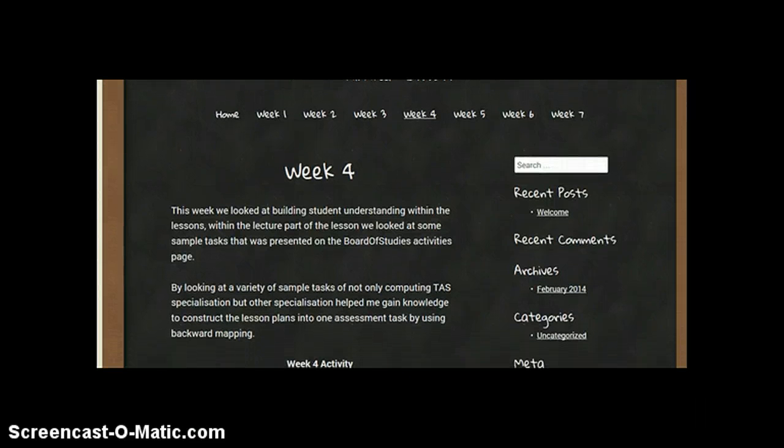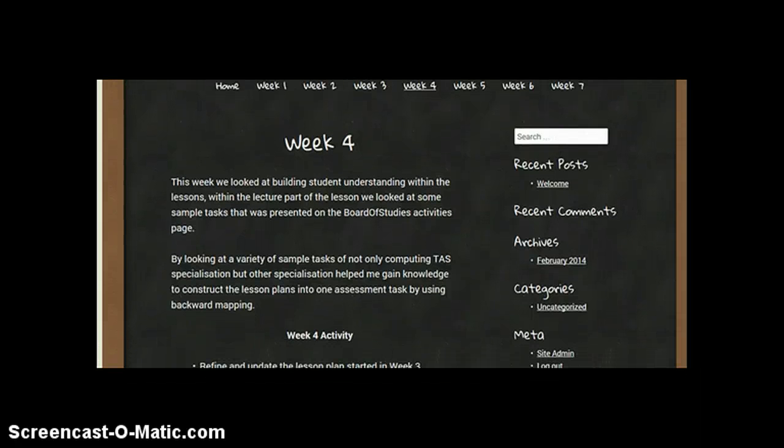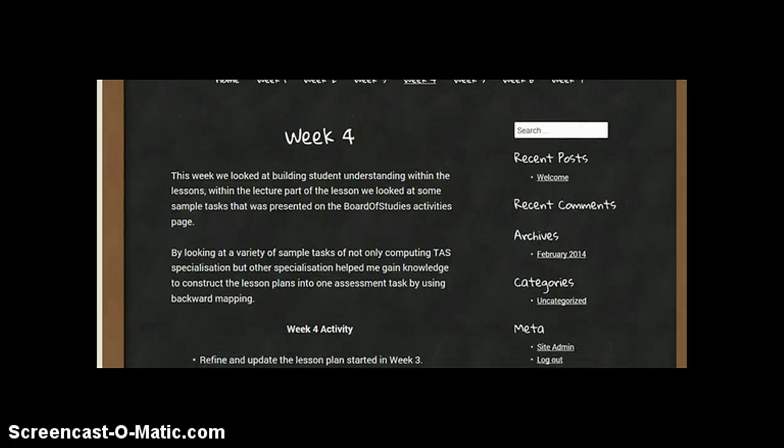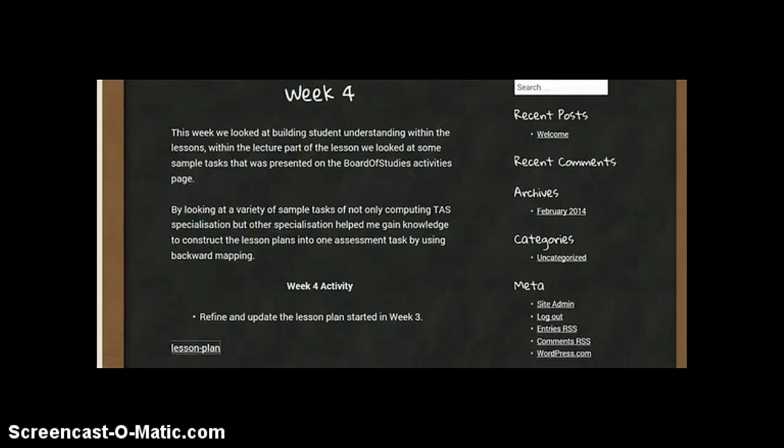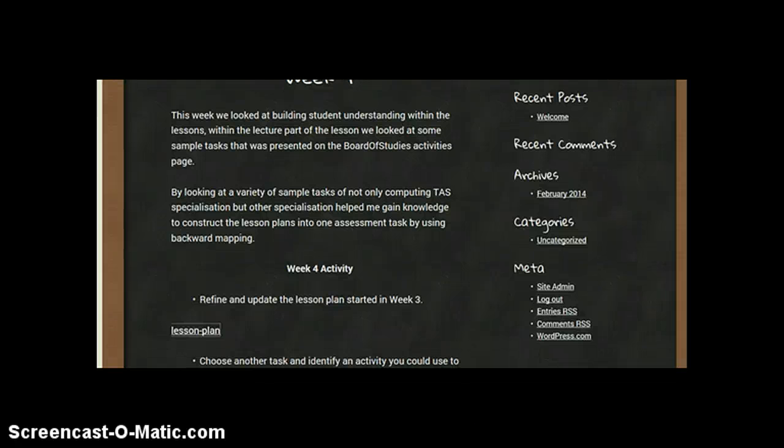During week 4, we looked at building student understanding within the lessons. Within the lecture part of the lesson, we looked at some sample tasks that were presented on the Board of Studies activities page. By looking at a variety of sample tasks of not only computing task specialization, but other task specializations, it helped me gain knowledge to construct lesson plans into one assessment task by using backward mapping.